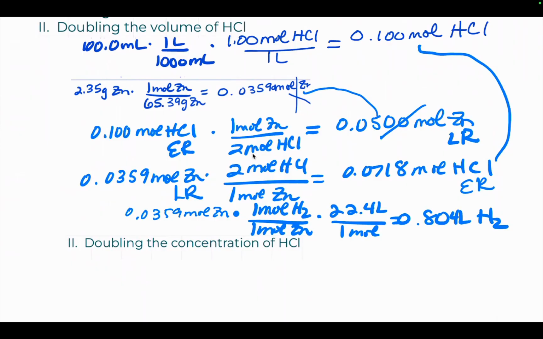Let's do another problem. The next one, the last part of the problem, is doubling the concentration of the hydrochloric. So the hydrochloric is 1 molar. So now the hydrochloric is going to be 2 molar. So again, let's calculate how many moles of HCl. So now my volume is back to 50 mL, but my molarity is double.